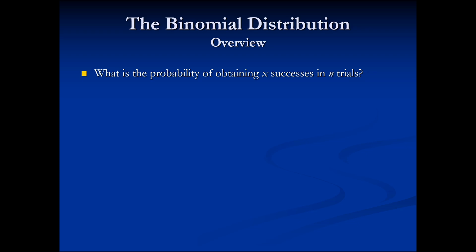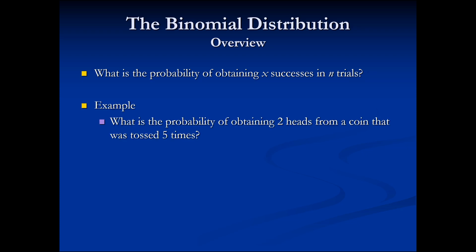Next, from the previous example, the question is: what is the probability of obtaining X successes in n trials? For example, what is the probability of obtaining 2 heads from a coin tossed 5 times? For tossing 5 coins, the possibility is the first coin head, second coin head, and the 3 remaining coins tail, so the probability of H H T T T is (1/2)^5, that is 1/32.